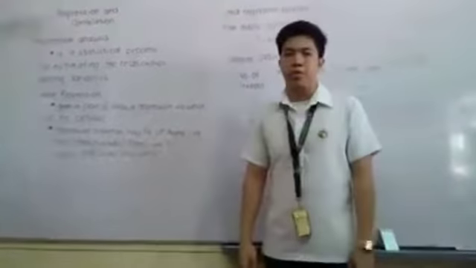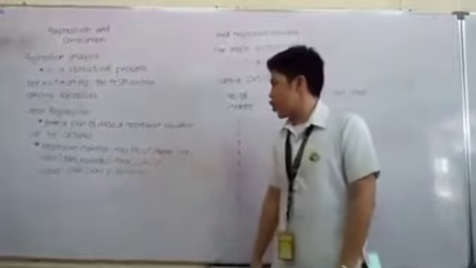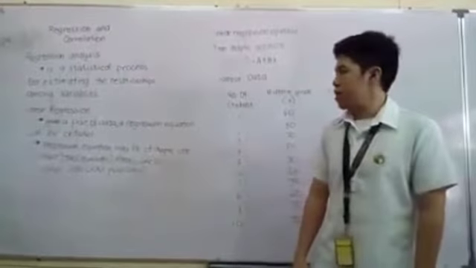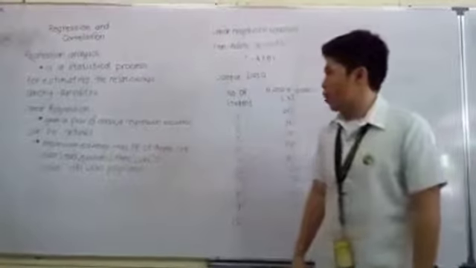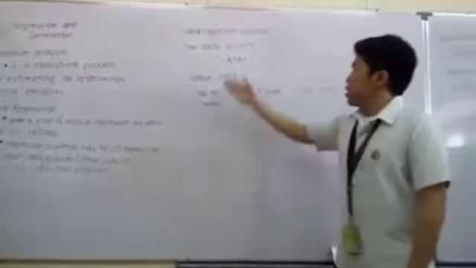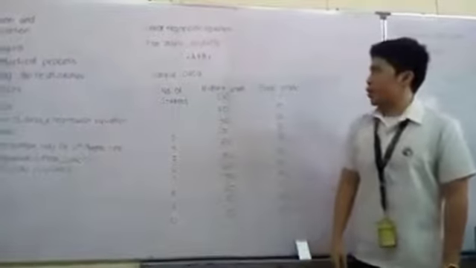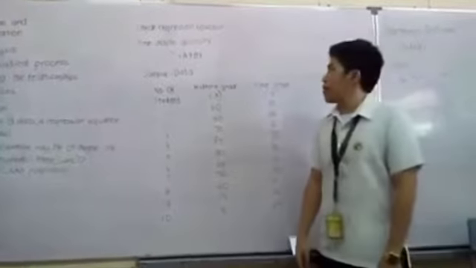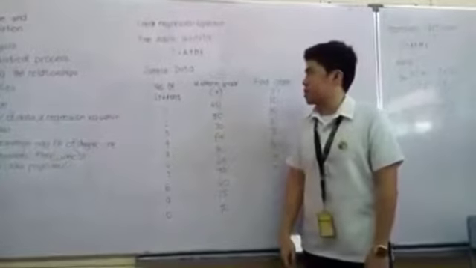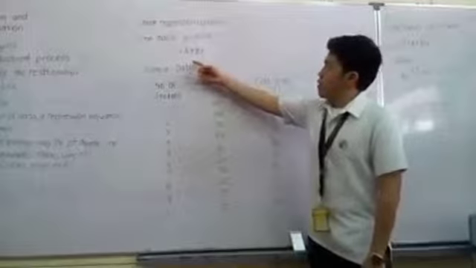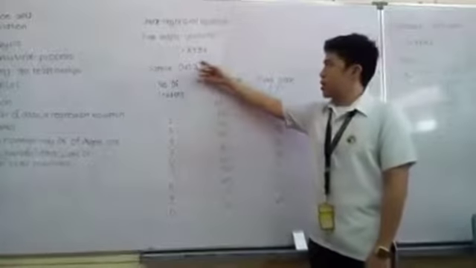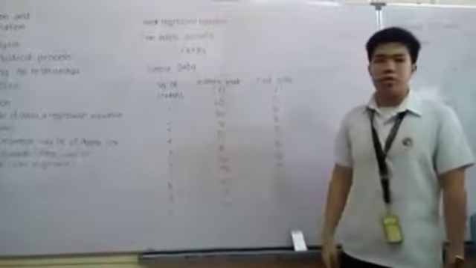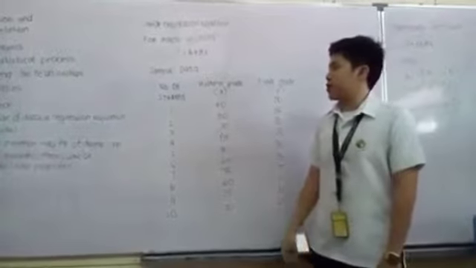Given a pair of data, a regression equation can be obtained. A regression equation may be of degree 1, linear; 2, quadratic; 3, cubic; or a higher polynomial. The linear regression equation is derived from analytic geometry, which is y equals a plus bx, where a and b are the y-intercept and slope respectively.